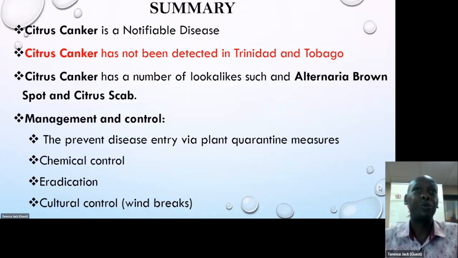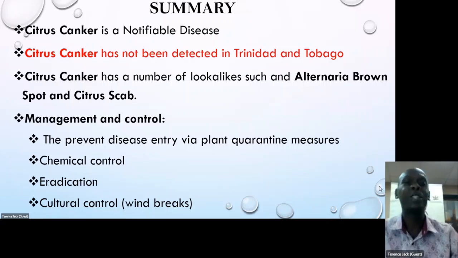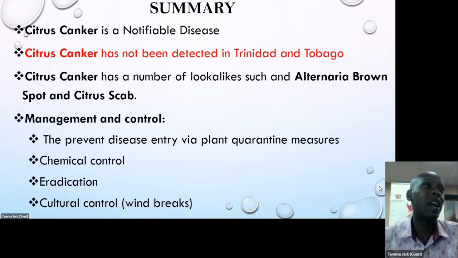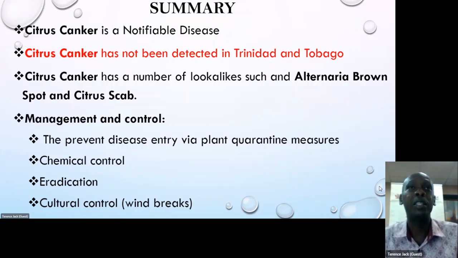Also, I would like to reiterate that based on a survey conducted as recently as October 2021 across all 8 counties in Trinidad, citrus canker has not been detected in Trinidad and Tobago. And once again, we are vehemently advocating that we conclude this national citrus survey with our counterparts in Tobago at the earliest and most convenient opportunity. Also, farmers and the general public must be cognizant of citrus canker lookalikes, such as Alternaria brown spot and citrus scab.